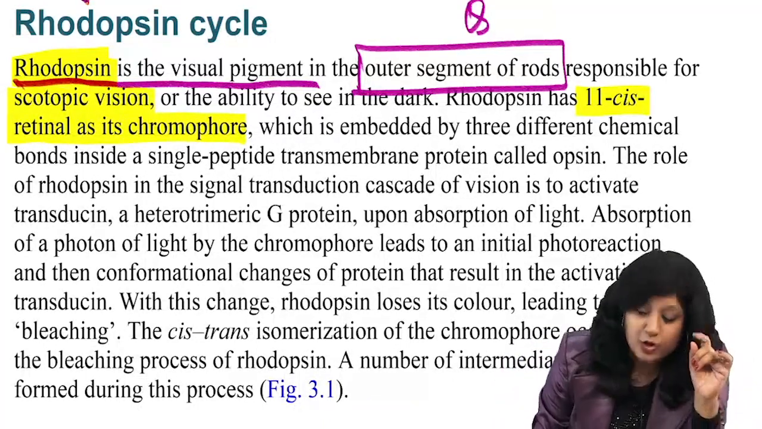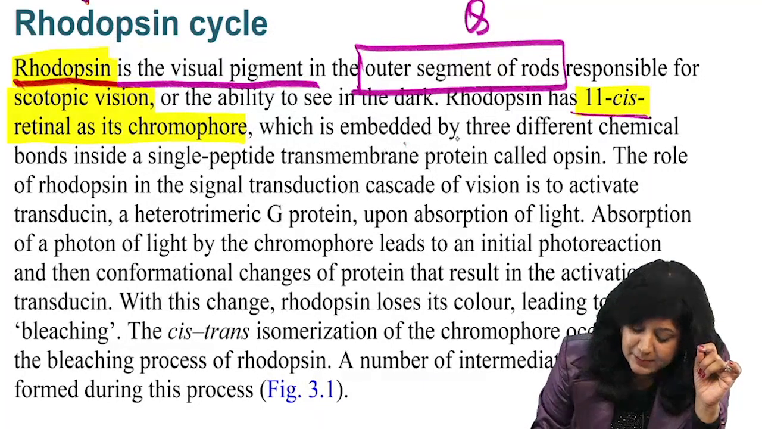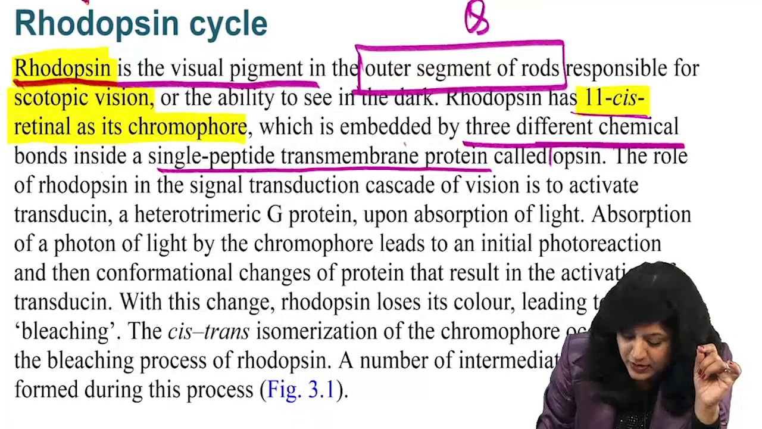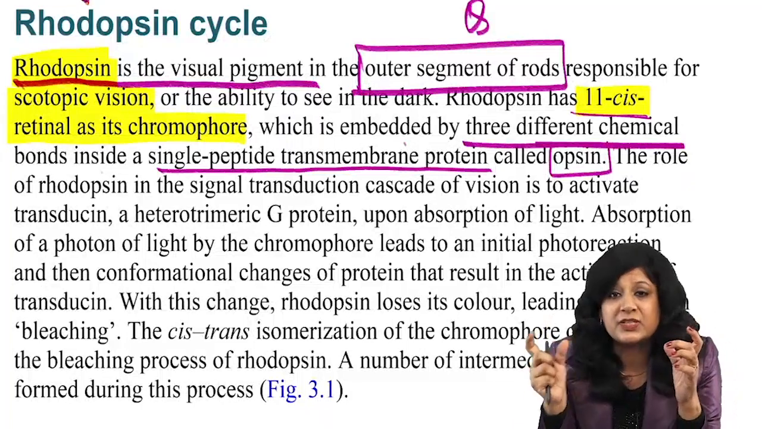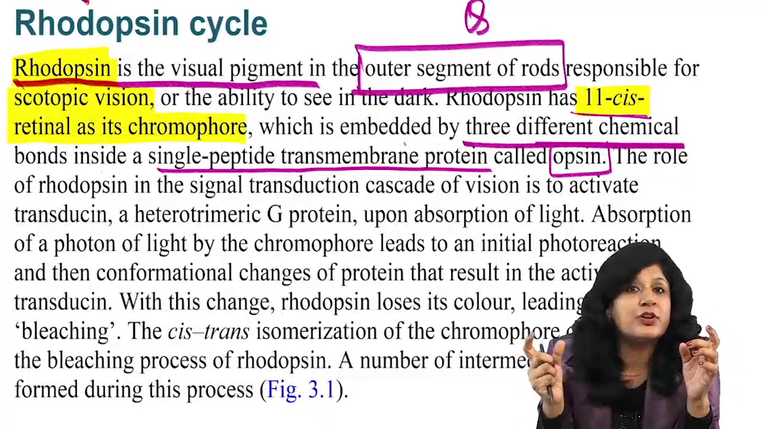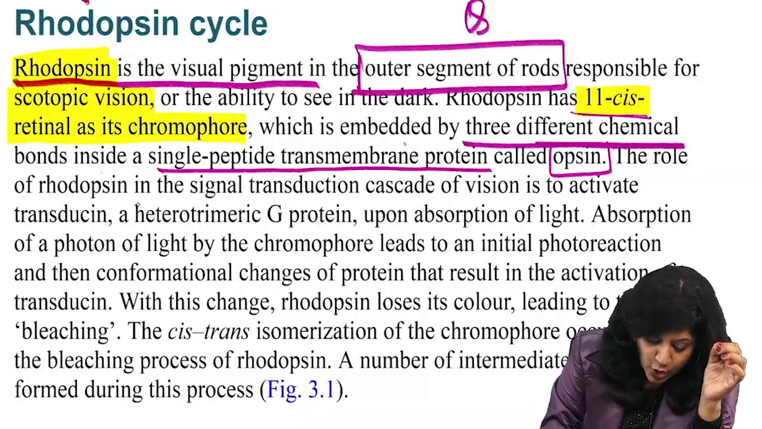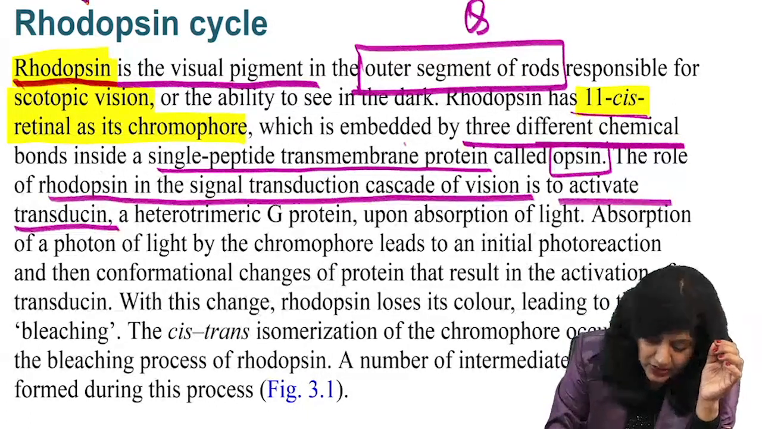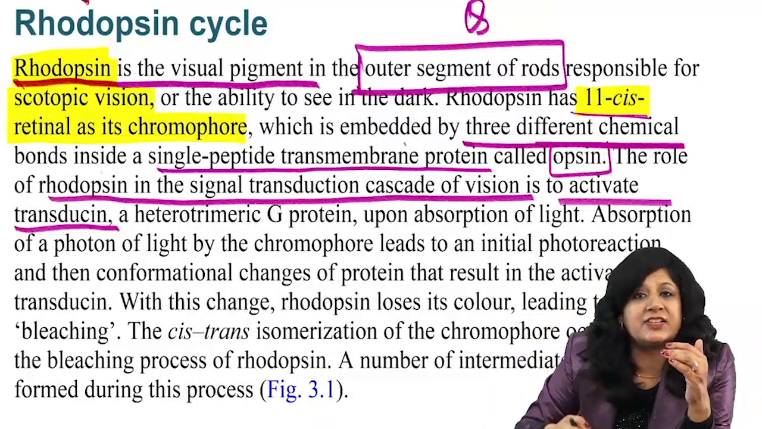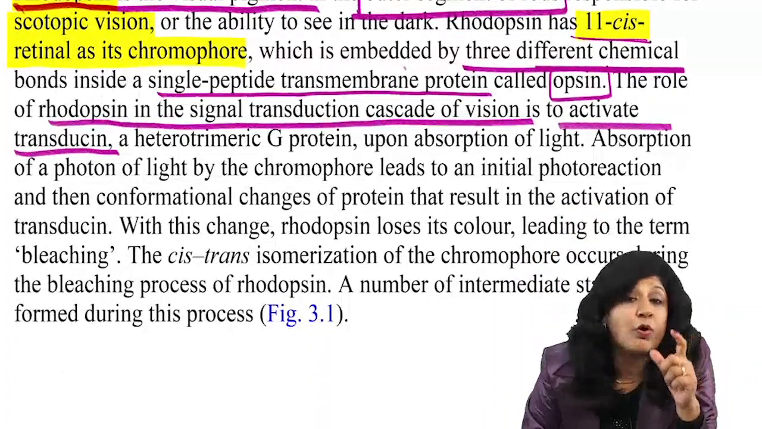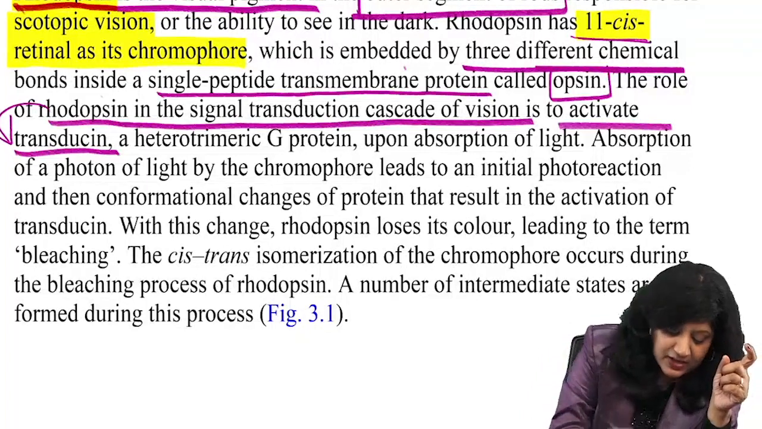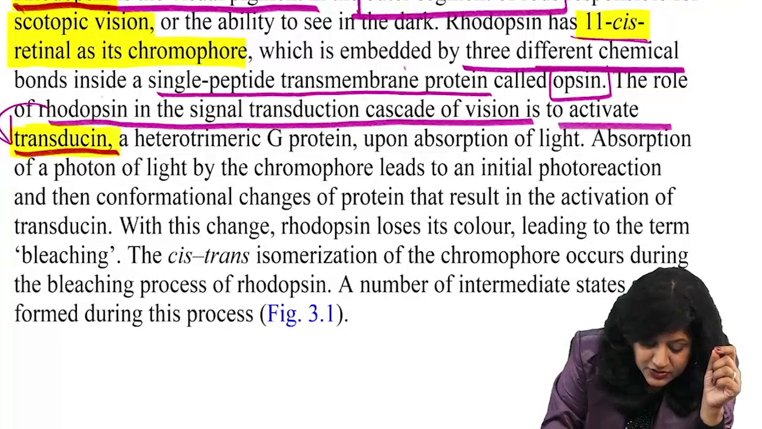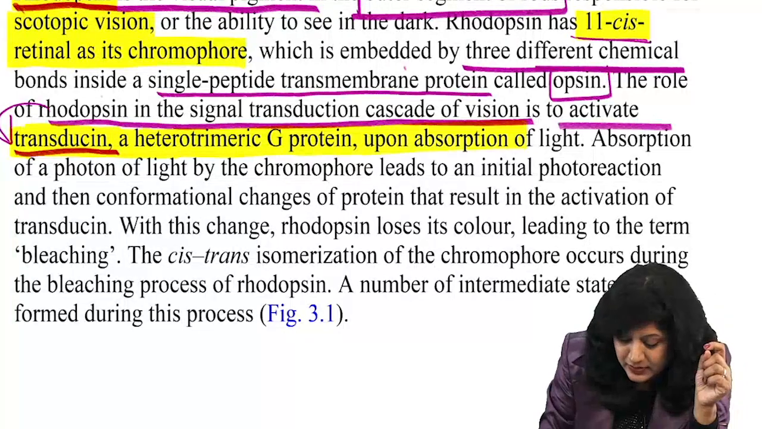When this rhodopsin has this 11 cis retinal, it is embedded by 3 different chemical bonds inside a single peptide transmembrane protein called opsin. So we have got rhodopsin. Opsin is the apoprotein which is present, that is your transmembrane protein also, and the role of rhodopsin in the signal transduction cascade of vision is to activate the transducin. Now when this phototransduction, the signal transduction, is taking place, what is actually the role of this rhodopsin? It is to activate the transducin. Okay, very important. And what is this transducin? It is a heterotrimeric G protein upon the absorption of light.